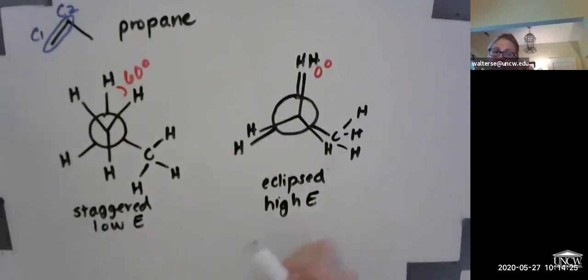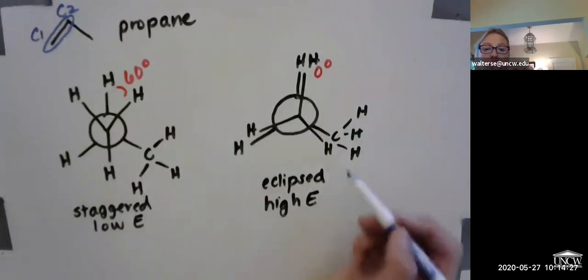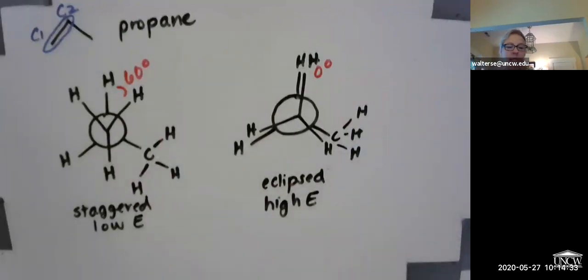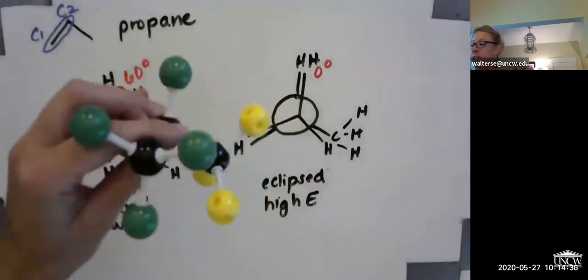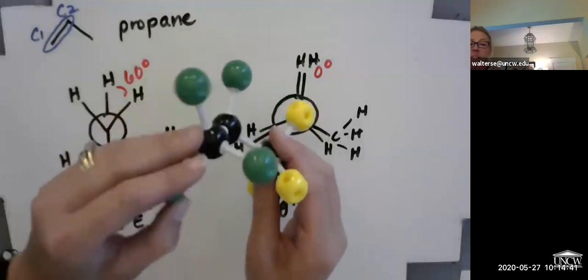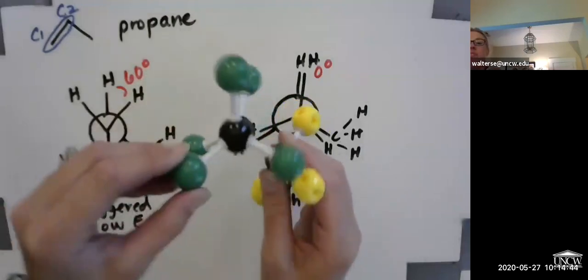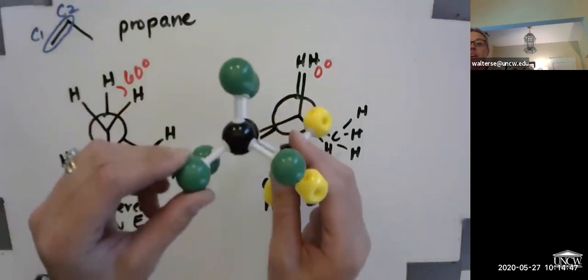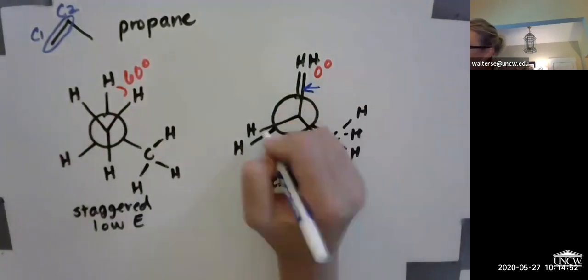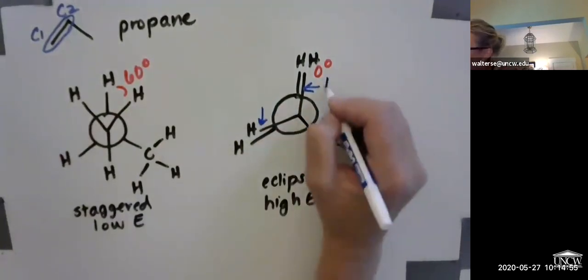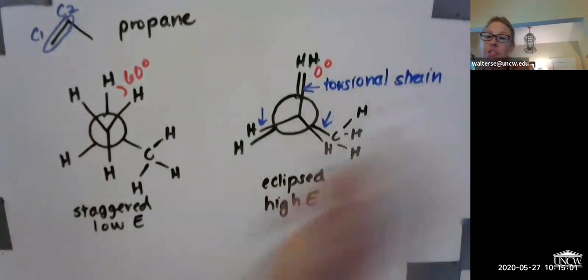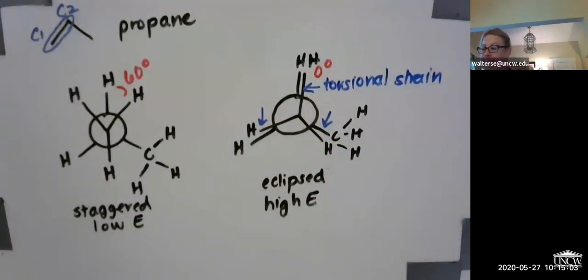Now, in this case, you have another substituent. So here it is, staggered. Now it's eclipsed. So you still have the bonds overlapping. So you would have torsional strain here, here, and here. So again, torsional strain is what happens when you have to overlap bonds in space.